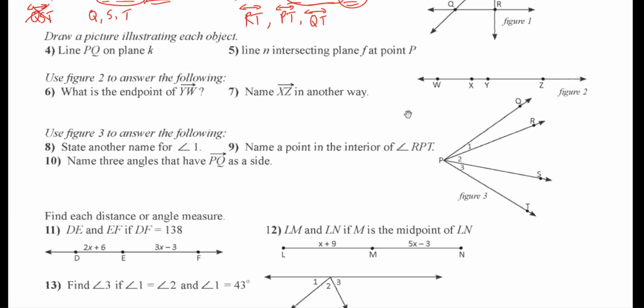Maybe I'll draw it down here somewhere and then just erase it. So let's draw a picture illustrating each object. Line PQ on plane M. So what's the first thing I'm going to draw? What's the biggest one out of all of these? It's the plane. So how do I draw a plane?